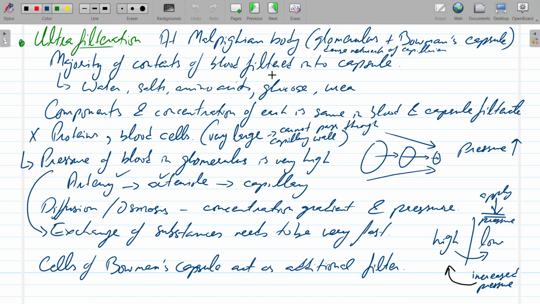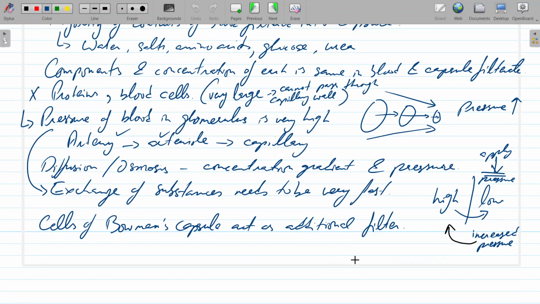and this happens at the Malpighian body, which is the glomerulus and the Bowman's capsule combined, and the majority of the contents are filtered through, and the filtrate is just about the same. The components and the concentration of the filtrate and the blood is about the same. The only thing missing from the filtrate are proteins and blood cells, and that's because they're too large to pass through the capillary wall.